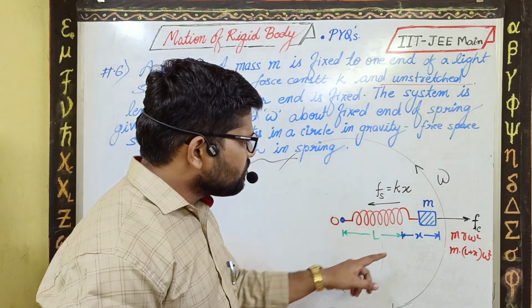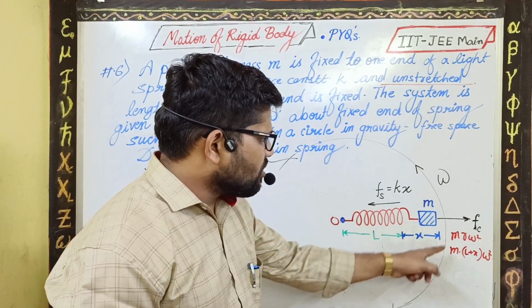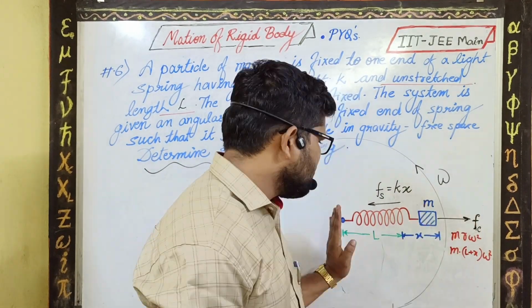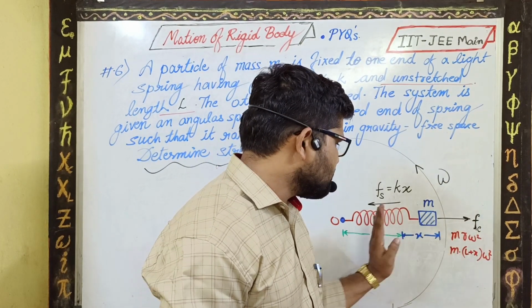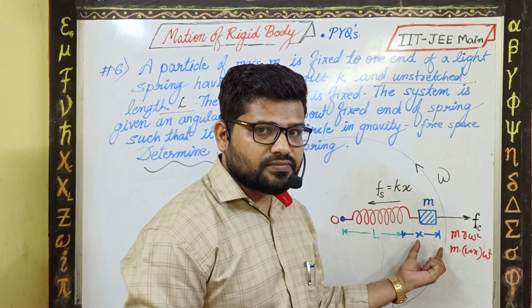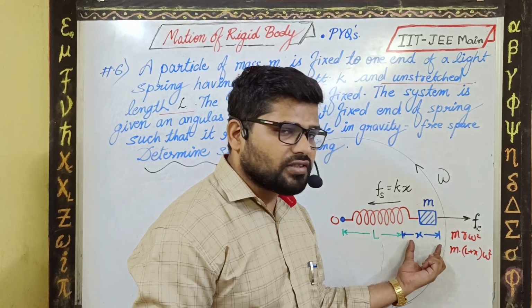It is obvious that when the particle starts circular motion, it will experience a centrifugal force which will act radially outward, and this will stress the spring by somewhat distance, say small x. This distance we have to find out.